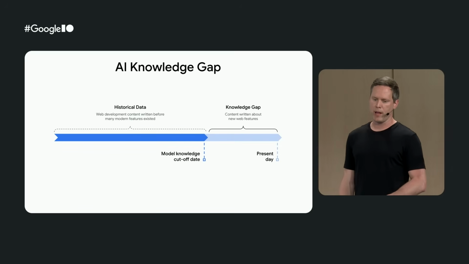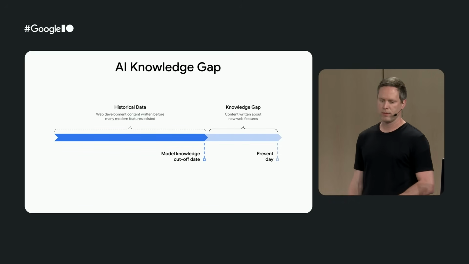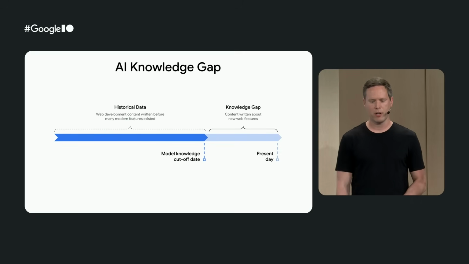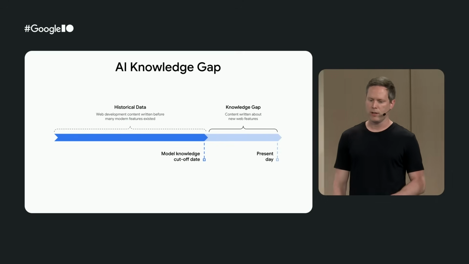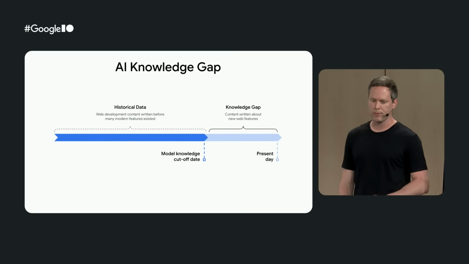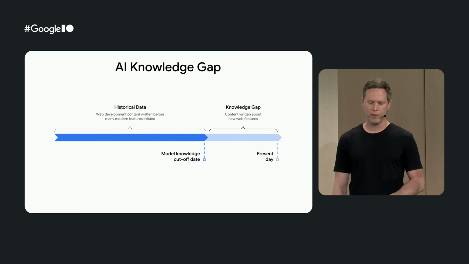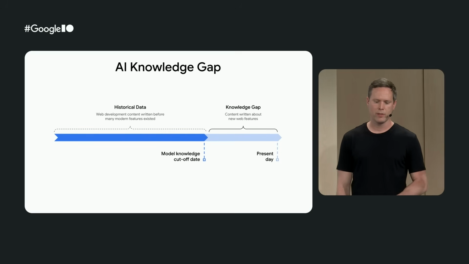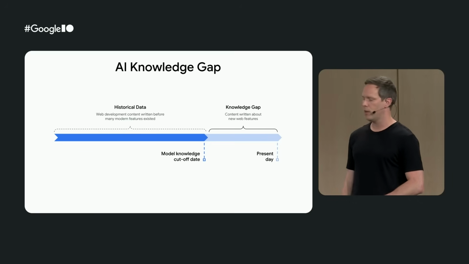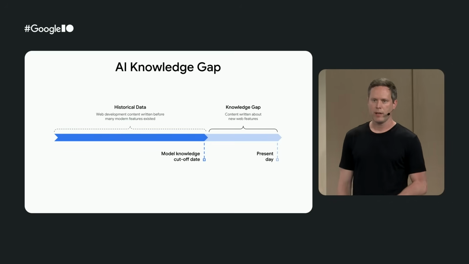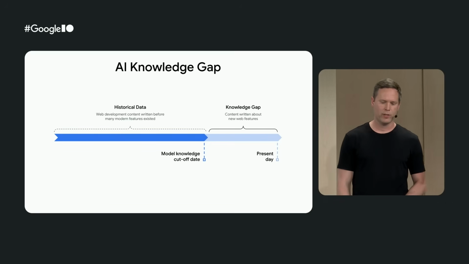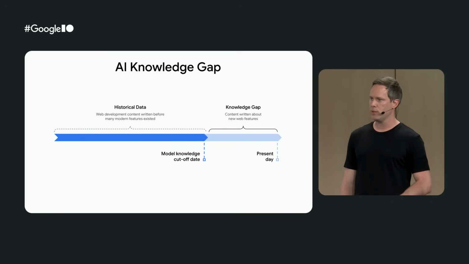Another big problem we see with AI models is that they have a knowledge gap. Every model has a knowledge cutoff date, where any new developments on the web that occurred after that date are just not included in the model's training. In the past year alone, Chrome has shipped more than 50 brand new web features, but due to these knowledge cutoffs, many of these features are just completely unknown to these models. And while techniques like RAG and web search can help with this problem, they don't eliminate it entirely.